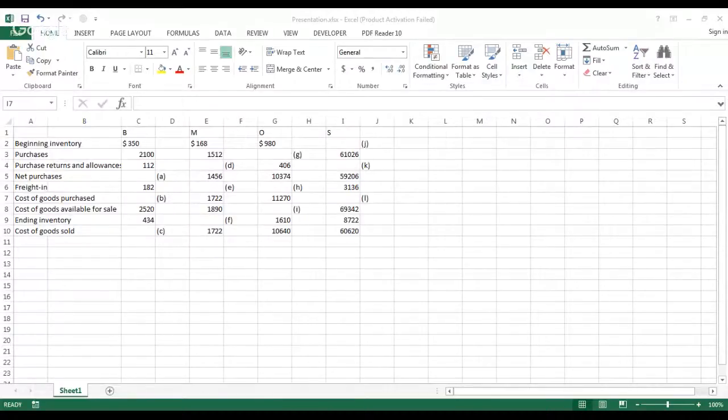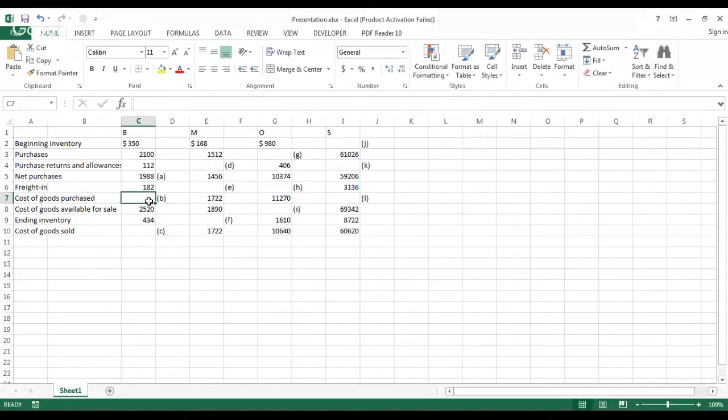I am doing an example for 5-13. For A, it asks for net purchases. Net purchases is purchases minus purchases returns and allowances. So purchases minus that comes out to be 1988.